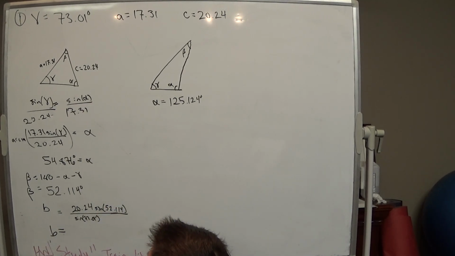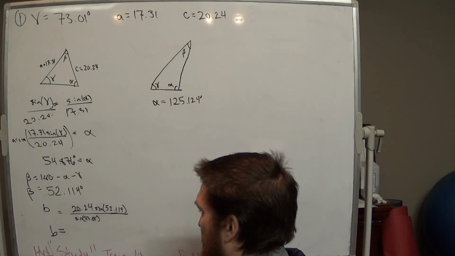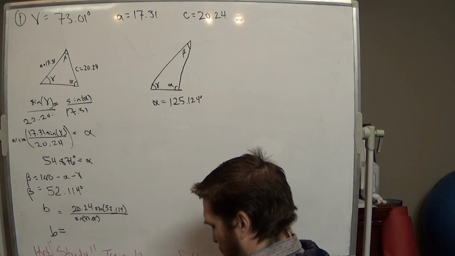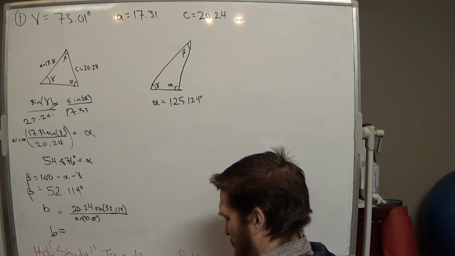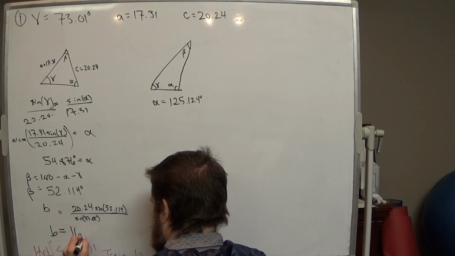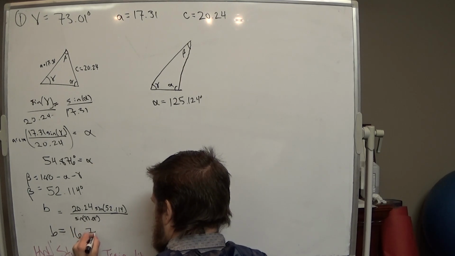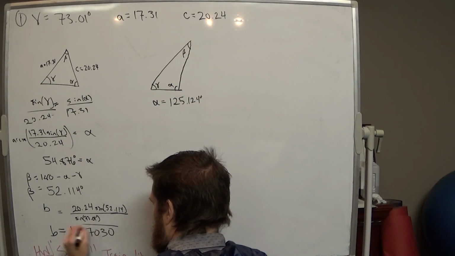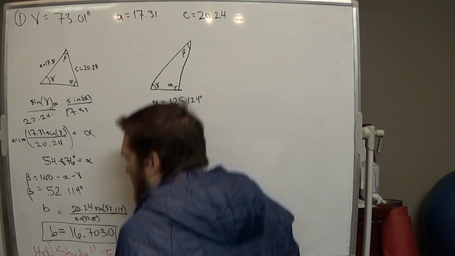Okay, so then b is equal to 20.24 times sine 52, the one that I just got, so I'm going to go up 1 and get it in my calculator, in parentheses, divide by sine 73.01. What did you get? 16.703. There we go. There we go.